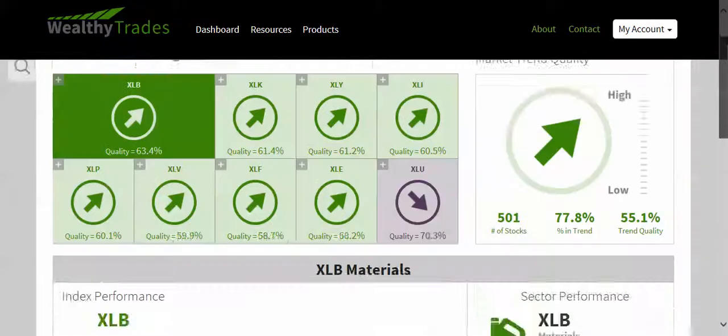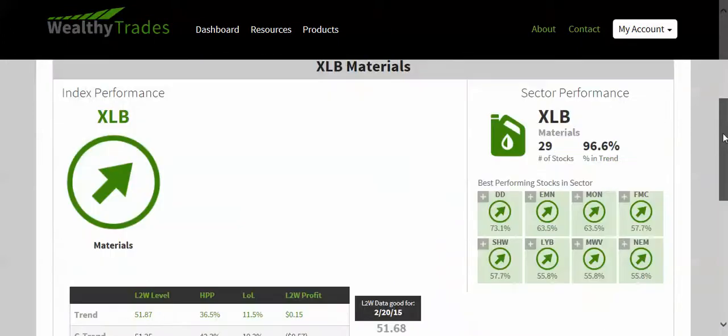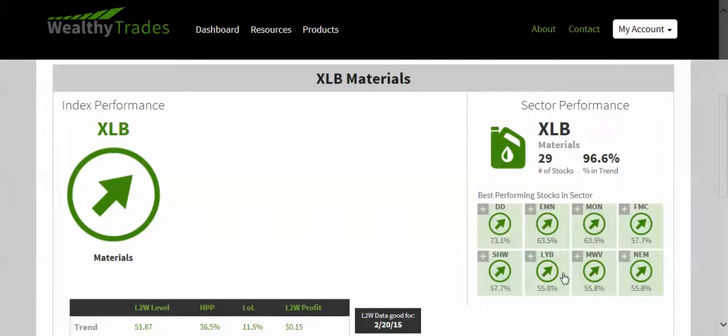Box number 2, we need to drill down and put the odds in our favor. We do that by saying we're a buyer because the market's moving up, the quality's good. The material sectors is the best sector to be in, and within the material sector, here's the 8 stocks that I should focus on. If I want to get more specific, I can say here's the best stock. DD is the best stock to give me the highest percentage, highest odds of success for that upcoming day.